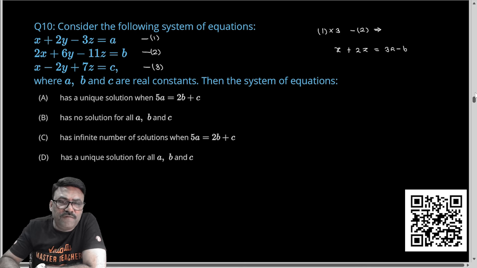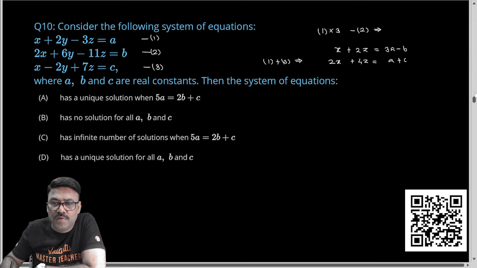And if I add the first and third equation, I'm getting 2x, 2y cancel, plus 4z is equal to a plus c. So this is the same as x plus 2z is equal to (a plus c) by 2.